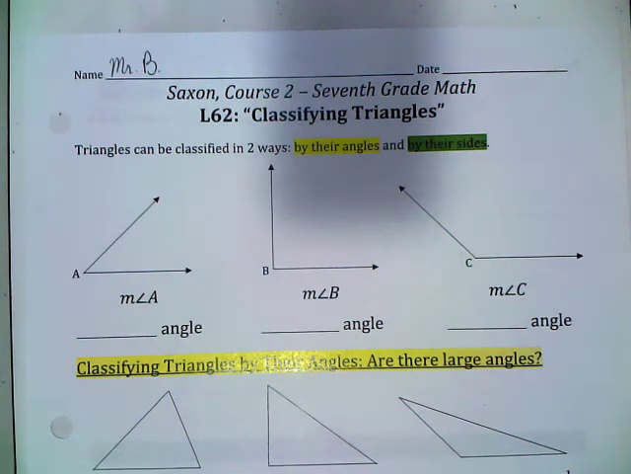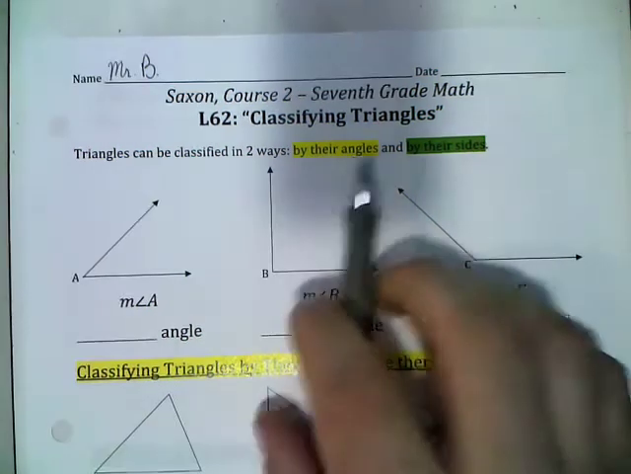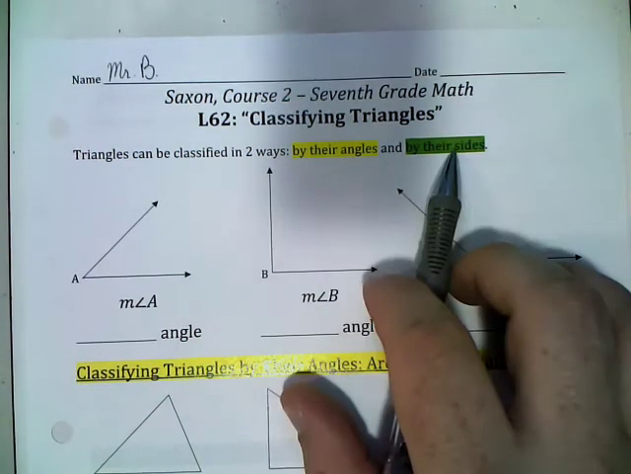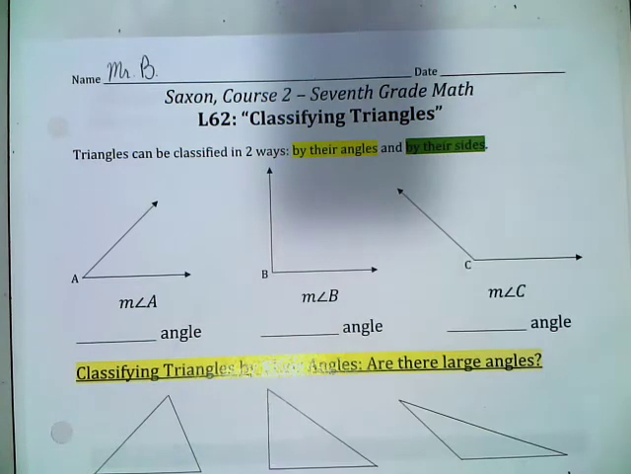This video is over lesson 62, classifying triangles. It is for my 7th grade math class. So triangles can be classified in two different ways. They can be classified by their angles or by their sides. So we're going to start by taking a look at the angles.